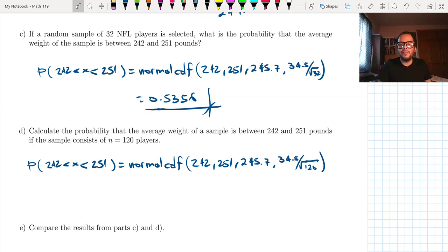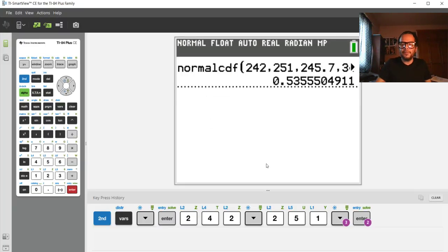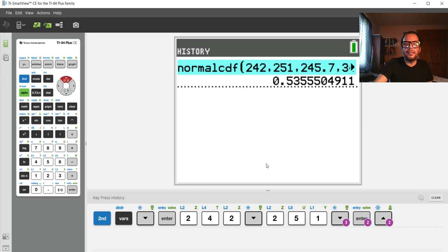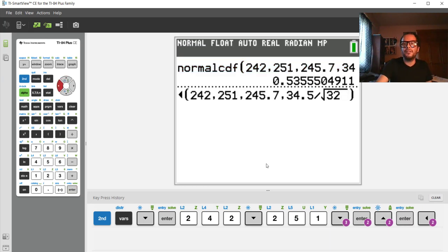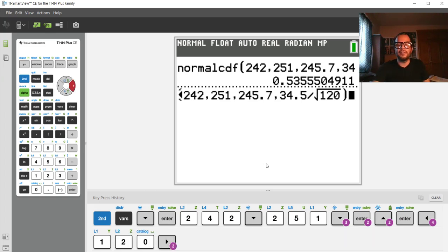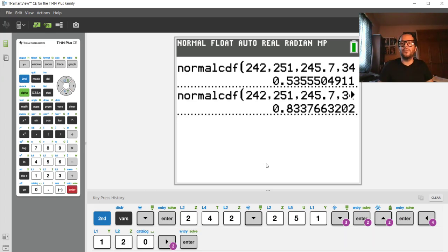So let me go to the calculator. I'm just going to go up here and click enter to copy the numbers. So I'm going to have 120 players and click enter. I get 0.8338.